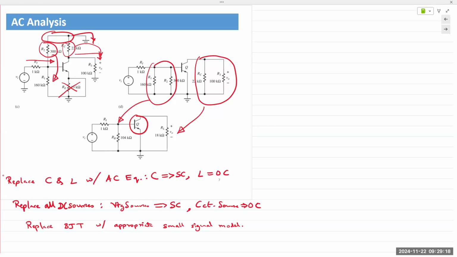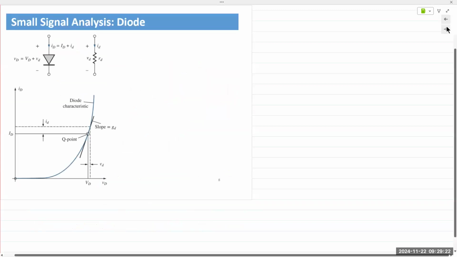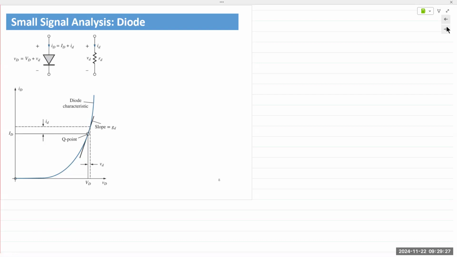So we look at a small signal model of a diode first, and then the small signal model for a BJT, and we also see what the value needs to be in order to be considered a small signal. For a diode, if we apply DC voltages and set the bias point, we have values for VD and ID. That's our set Q point from the DC biasing voltage.